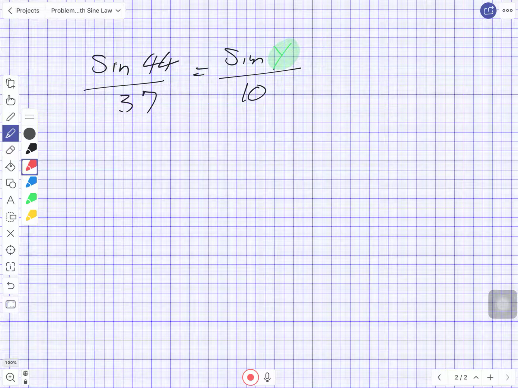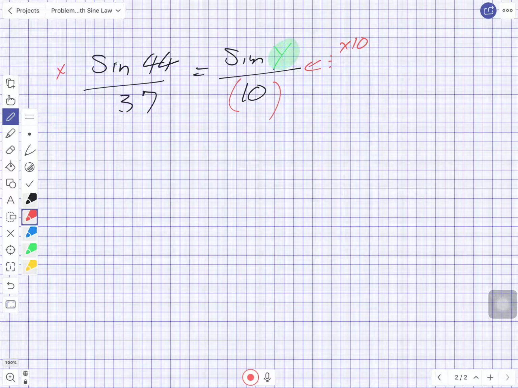I can cross multiply, and I end up getting a value on this side. Oh, I don't want that. What I'm going to do is take this, and because this is a division sign, I'm going to multiply this side by 10 and this side by 10. It's also known as just bringing the 10 over here. They'll call it canceling out, but it's essentially creating a 1, and something divided by 1 is still just itself. So we'll be left with sine y on this side, and over here, I'll have 10 times sine 44 over 37.